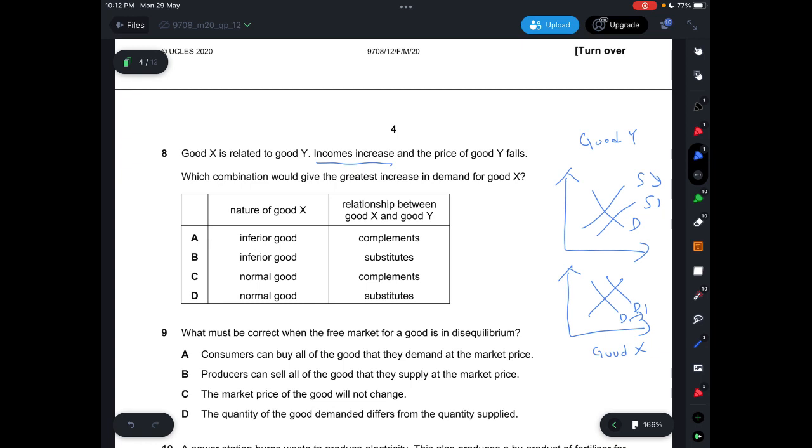So this means that there has to be a normal good, because the way that inferior goods have an increase in demand is when there's a decrease in income, because that's only when people will only be able to afford inferior goods instead of normal goods. So AB is wrong, and both of them should not be substitutes, because if they are substitutes, that means that when the price of good Y falls, the quantity demanded for good X will also decrease. Now we want the greatest increase in demand for good X, so both of them have to be complements. So the answer is C.